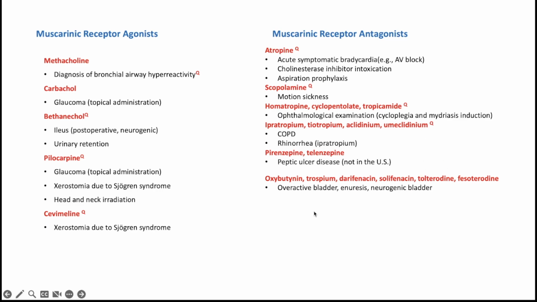Whenever there is increased contraction of the M3 receptors present in the bladder smooth muscle, we use muscarinic receptor antagonists to control the overactivity. So they are useful in overactive bladder and neurogenic bladder.